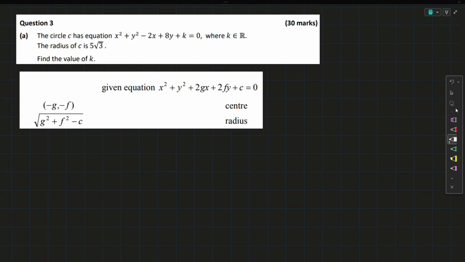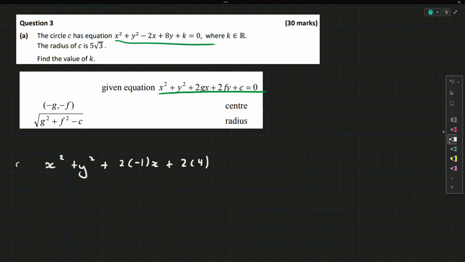So the first thing, before we do anything, we need to figure out what g, f, and c are in this equation. So let's do that. We're going to rewrite our original equation in the form here so that we can mix and match. So x squared plus y squared, and instead of writing minus 2x, I'm going to write plus 2 times minus 1x, and you'll see why I'm doing that in a second. Plus 2 times 4y plus k equals 0.